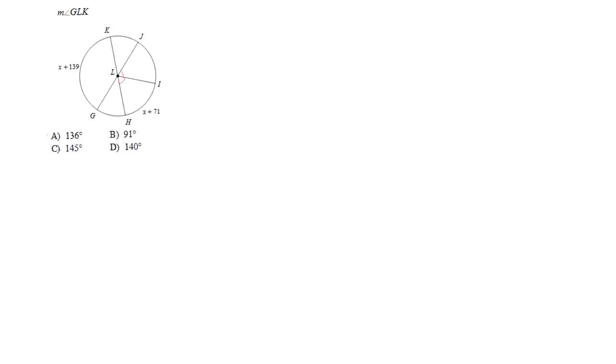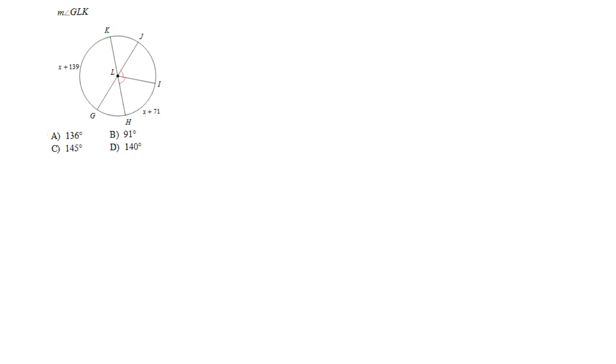Okay, I wanted to show an example of this particular problem because I know it was one of the tougher ones on the quizzes assignment that I assigned for y'all. Basically, you've got to solve for this x first and then use it to figure out what the measurement of this intercepted arc is, which is going to be the same as the central angle of GLK.